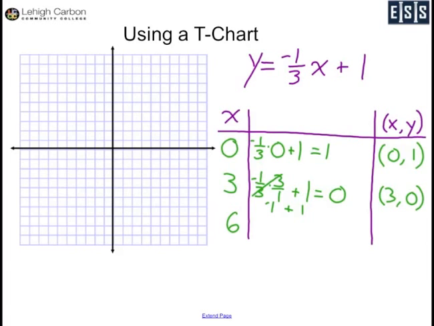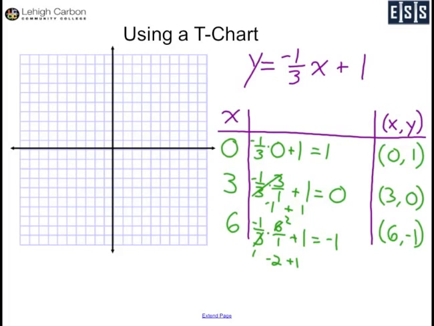My last number that I'm going to use for x is 6. So I get negative 1/3 times 6 plus 1. My 6 is really over 1. I can reduce 3 and 6 to 1 and 2. This is going to be negative 2 plus 1 is negative 1. My point is 6, negative 1.